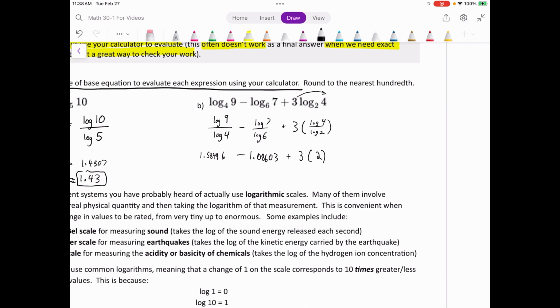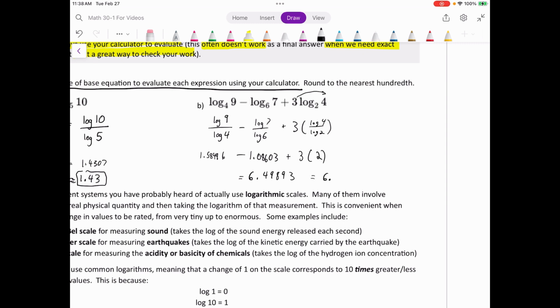All right, so now we just have to add those together. So 1.58496 minus 1.08603 plus 3 times 2, which is 6. So that gives me 6.49893, or to the nearest hundredth, which is what it asked for.